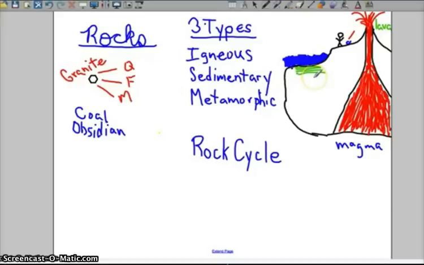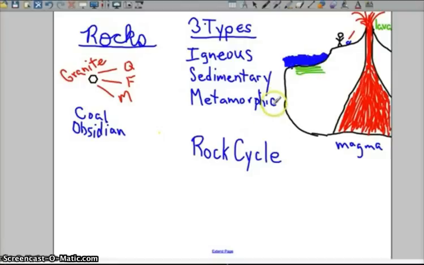And sedimentary rock is indeed often found where oceans and lakes have been. Not necessarily where they are now, but where they also have been. So sedimentary rock is pressed down layers of sediment commonly formed around oceans or lakes.